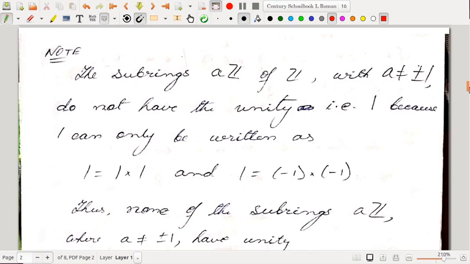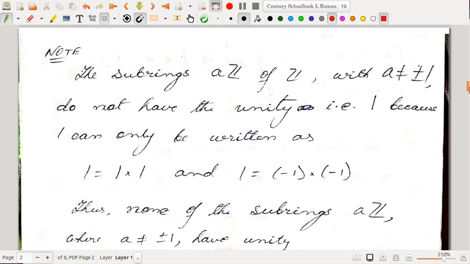One thing we have to note is this: the subrings aZ of Z with a not equal to plus or minus 1 do not have the unity, that is 1. The element 1 is not there in aZ because 1 can be written only as 1 into 1 or minus 1 into minus 1.